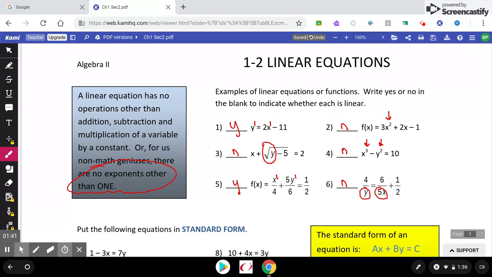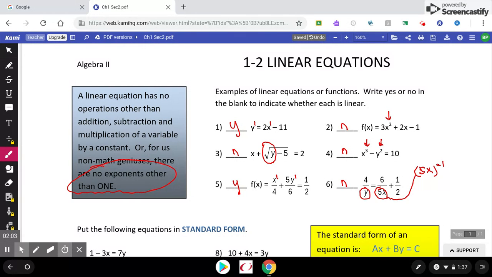Now, here's why. But again, I'd rather that you just remember, hey, anything funky happening to a variable is likely to be a no. So later on in Algebra 1, we're going to learn that anything on the bottom of a fraction is actually understood to be to the exponent of -1. Well, -1 most definitely is not +1, therefore it's not linear.